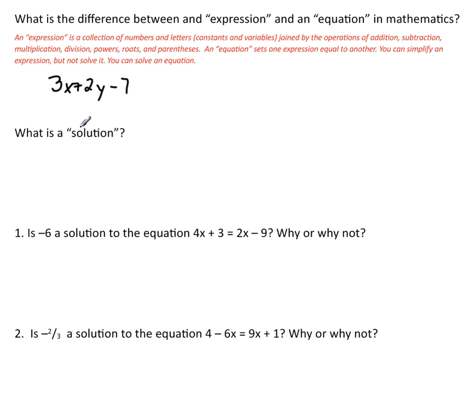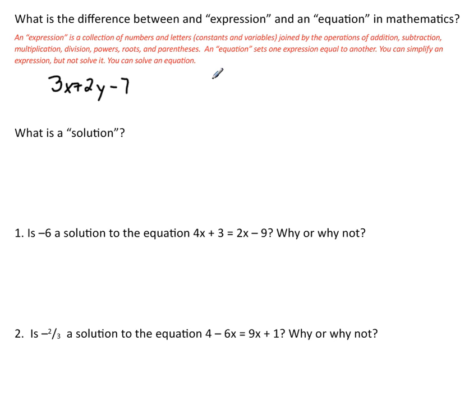We can't solve for anything, right? So this is our expression because it's a collection of numbers and letters joined by addition, subtraction for the constants, 3 multiplied by x. We would say that this was an expression that we can possibly simplify if we knew what x and y was, but it is not an equation that we can solve. An equation sets one expression equal to another expression, and you can simplify an expression, but you cannot solve it. You can solve an equation.